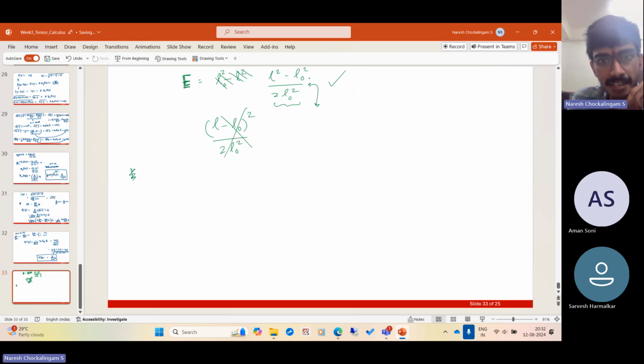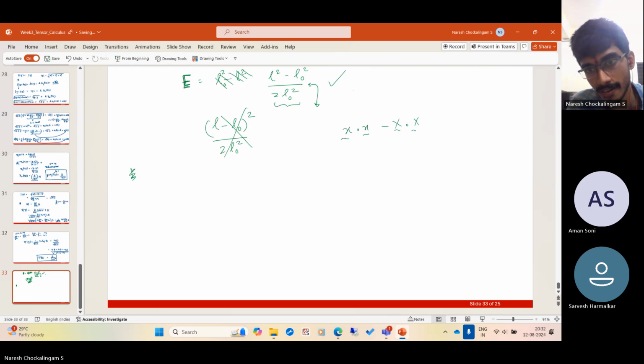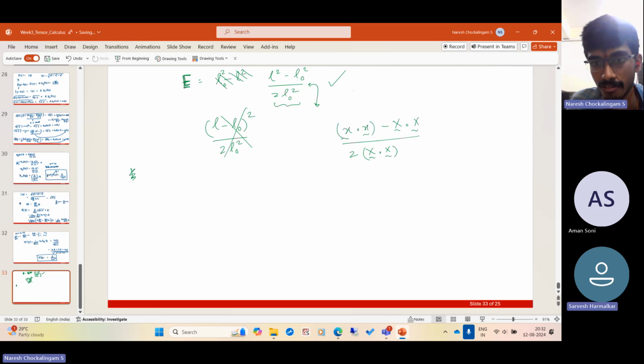This is green Lagrange strain in 1D. In 2D, it has a different form. It is x dot x minus something like this, 2 times. In 3D, it is vectorial. You can also try that.